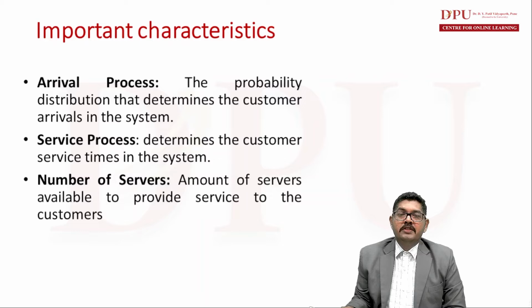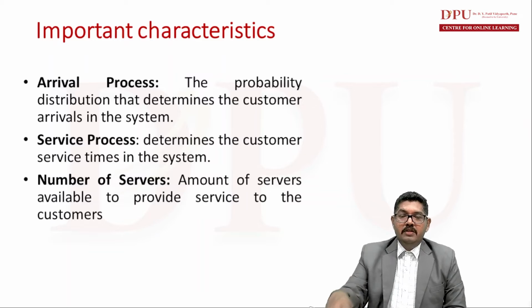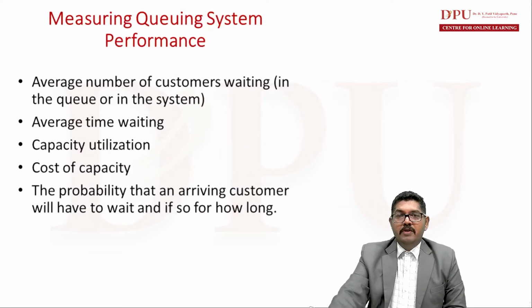Important characteristics. Arrival process: the probability distribution that determines the customers' arrival in the system. Generally it is the Poisson distribution. Then service process: the probability distribution that determines the customers' service rate, and it is generally the exponential distribution. Number of servers: the quantity of servers available to provide service to the customers. So this is all about the terminology.